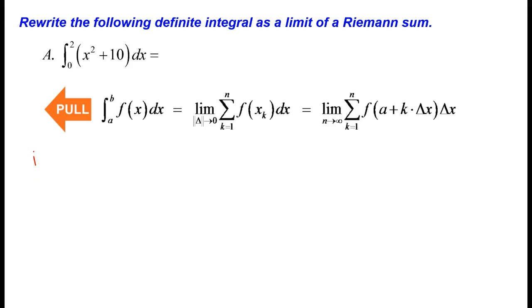Okay, so what is step 1? Step 1 is come up with an expression for delta x. And quite simply, delta x is going to be equal to (b minus a) divided by n, where b is our upper limit of integration, a is our lower limit of integration, and n is the variable that we're taking to infinity in our limit. So this is going to be, for this problem, (2 minus 0) over n, which we'll rewrite as 2 over n. So there you have it. That's delta x. We're ready to move on to step 2.